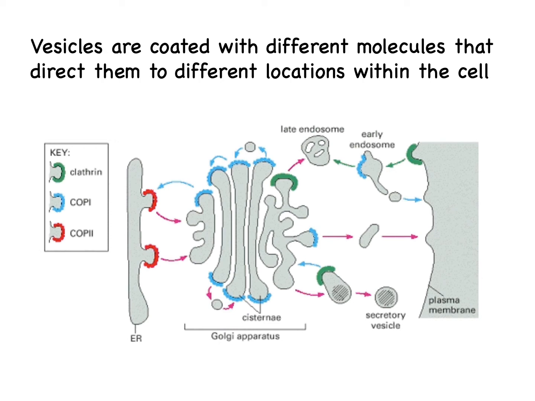And there are a number of molecules involved in directing that. Shown here, these vesicles are coated with different molecules that direct them to different locations in the cell. And you see three examples shown in green, blue, and red for different molecules that coat these vesicles.